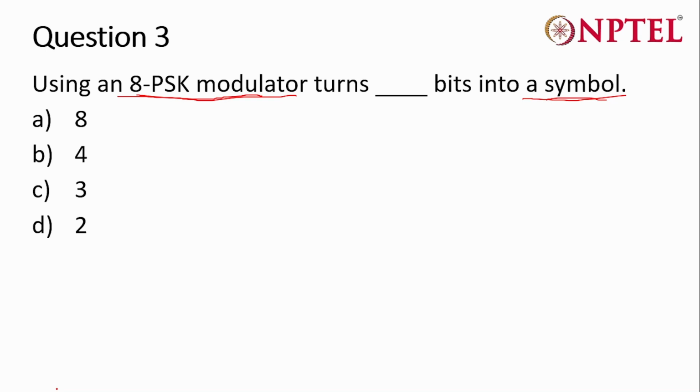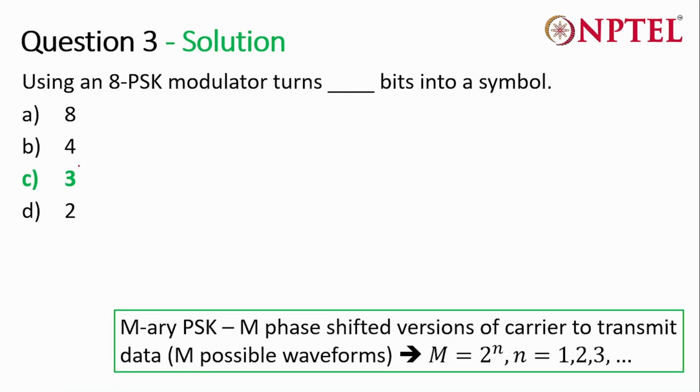Using an 8? 3. Yeah, 3, right. So the answer is going to be 3. Basically, when you have an M-ary PSK, you're going to have M phase-shifted versions of the carrier to transmit the data. So basically your M will be 2^n, and when it is an 8-ary PSK, it means that you can turn 3 bits into one symbol. Right.